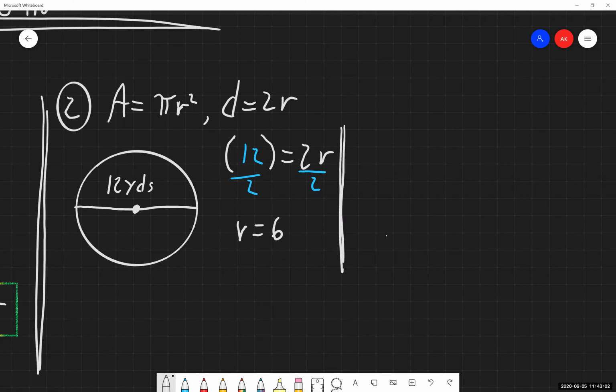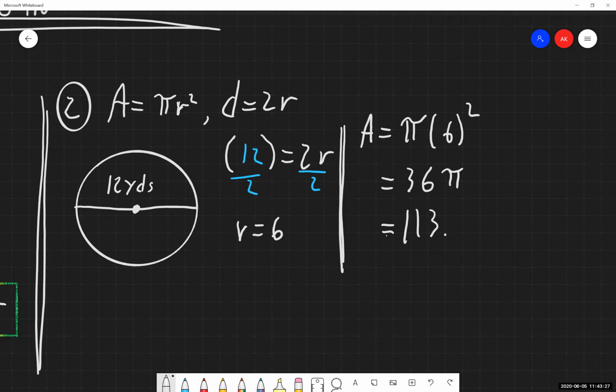So I can now plug that in for the area. We'll plug it in for the radius in the area equation. And I can solve this thing from here. 36 times pi. Again, plug that into your calculator. I'm getting 113. I'm getting that the area is going to be 113.10 square yards.